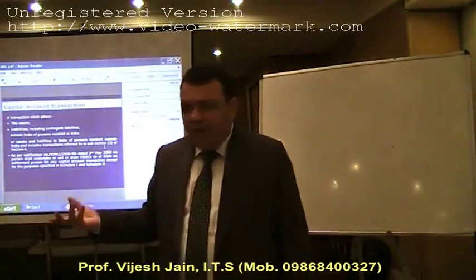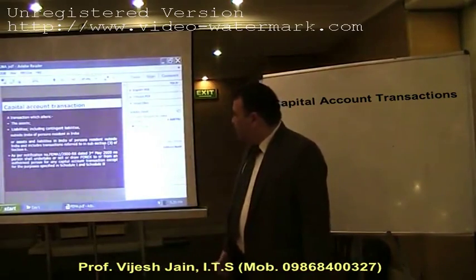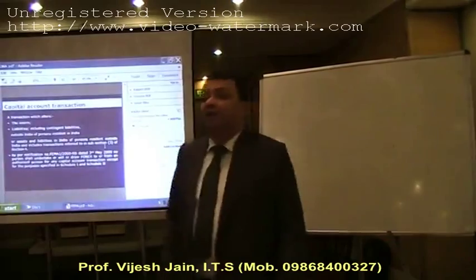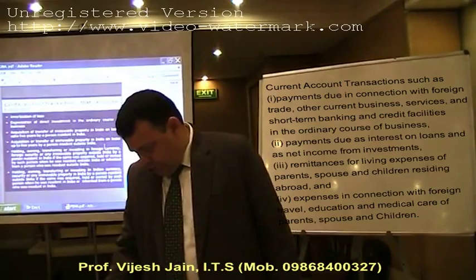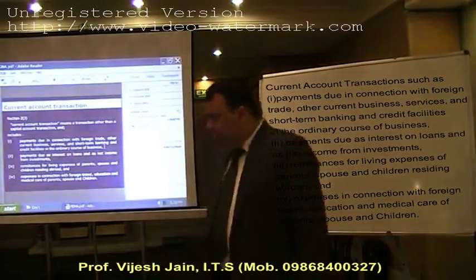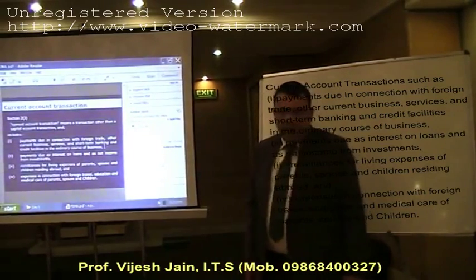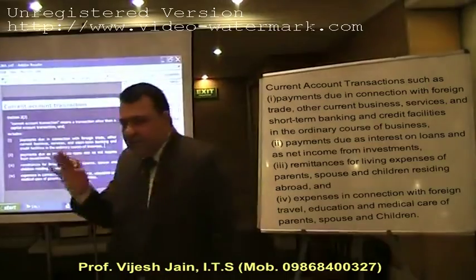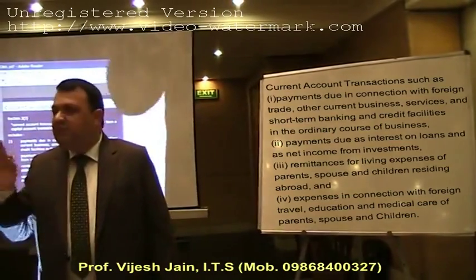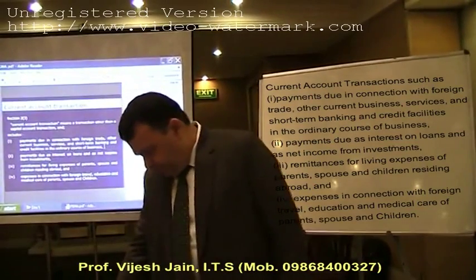Capital account also is of no meaning for us. What is capital account? Liabilities including contingent liability outside of India, assets. It deals with assets and liabilities. It has nothing to do with trade. Current account. What is current account? Payment due in connection with foreign trade, other current business, services, short-term banking and credit facilities. So this is the main one. There you will see all the provisions which relate to foreign trade. Okay.